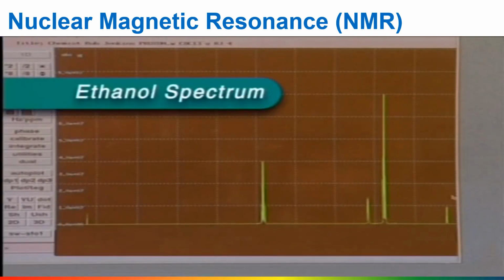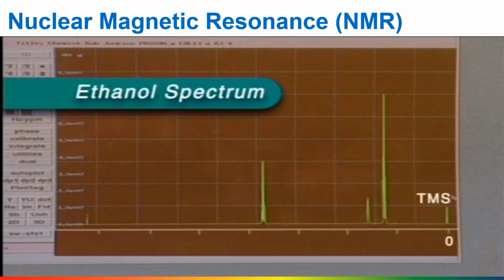Here is the spectrum of ethanol. The peak to the far right is that from the TMS reference. By definition, this is at 0 parts per million, ppm. The distance leftwards along the horizontal axis is called the chemical shift, and it is measured relative to the peak that is obtained from the hydrogen atoms in TMS. The chemical shift of a peak gives information about the molecular environment of the hydrogen atoms that it represents.